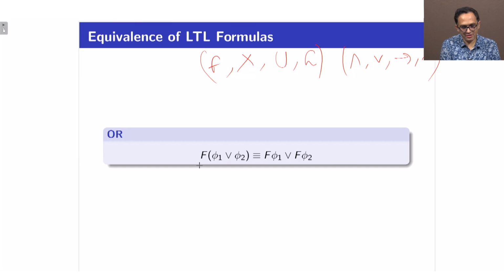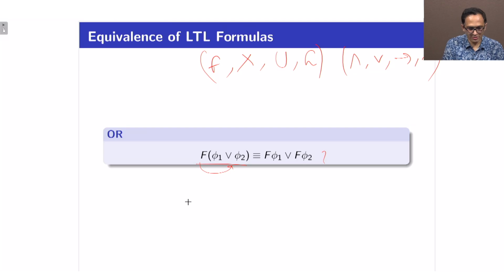Let us take first this. We have eventually or future of phi 1 or phi 2, and then I am saying F phi 1 or F phi 2, right? So I am basically distributing the eventual operator, or future operator, over the OR. So are they equivalent? This is what we have to see logically.